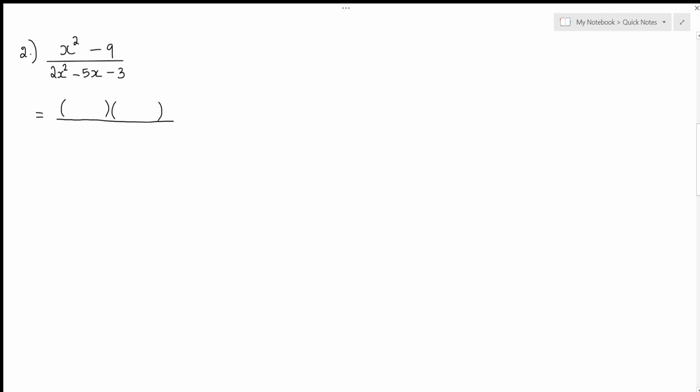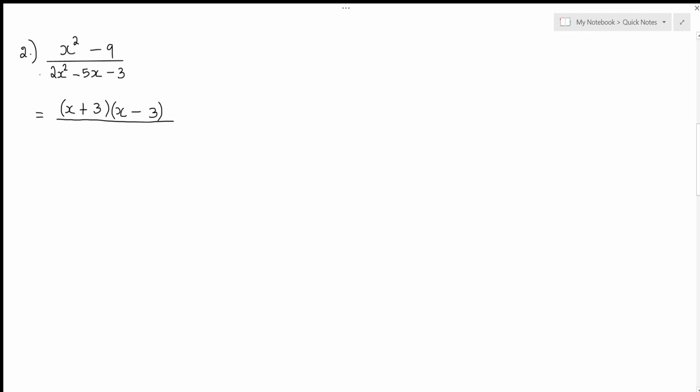Basically you look at x squared and you look at 9. Can I find the square root of x squared? Yes, the square root of x squared is x. So here we'll have x and x. The square root of 9 is 3. We're going to have 3 and 3. And one will be a positive and one will be a negative.